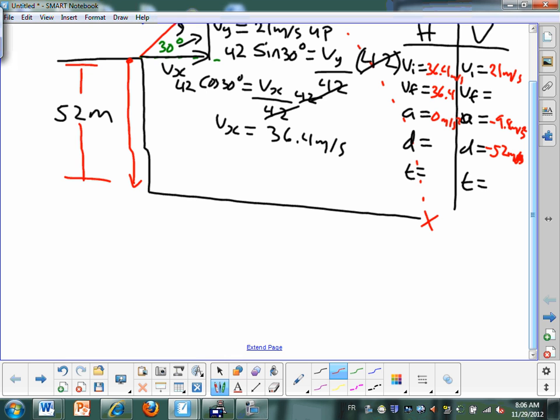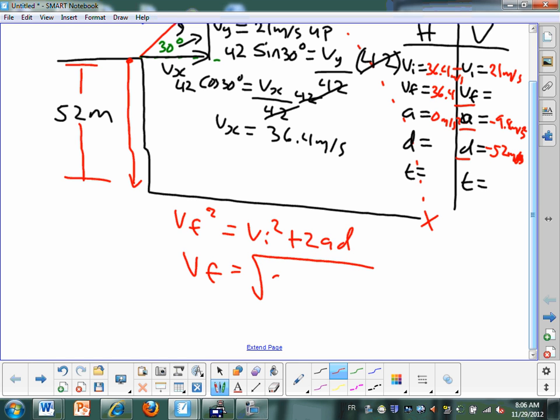Let's try finding the final velocity if I know the initial velocity, the acceleration, and the displacement. Which of my formulas would I pick? Vf squared equals Vi squared plus 2AD. My Vf, I'm trying to find. My initial velocity, 21 squared plus 2 times my acceleration, negative 9.8, and my displacement, negative 52.